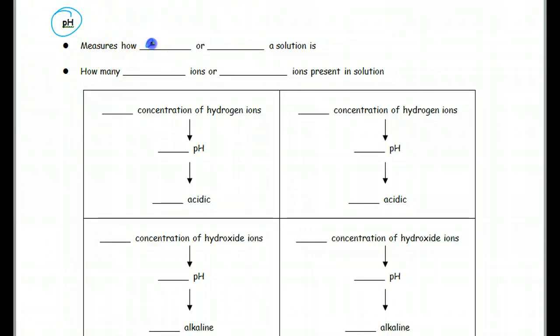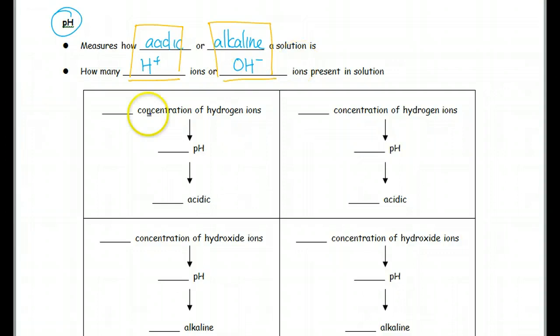pH measures how acidic or how alkaline a solution is. We associate what kind of ions with acid? We associate acids with the H plus ions. We also associate alkaline solutions with OH minus. So pH measures how many H plus ions or OH minus ions are present in the solution. Acidic is linked with H plus, alkaline linked with OH minus.